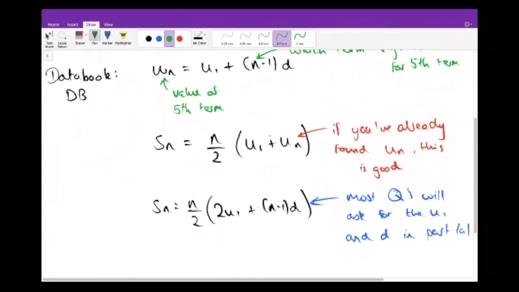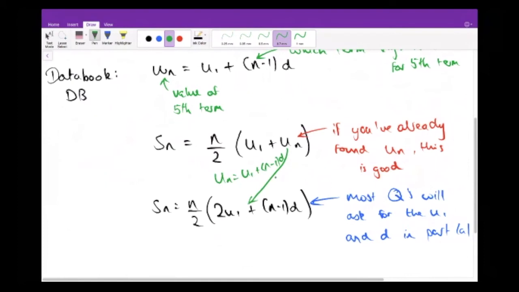And for those of you who are interested, to get from this equation to the next equation, what's been done is they've replaced un with the u1 plus n minus 1 d.